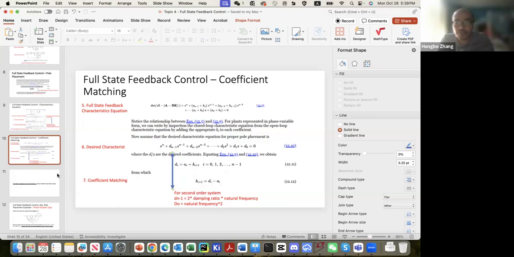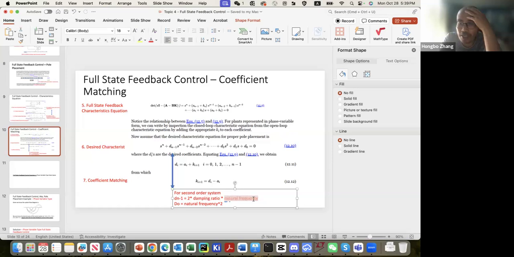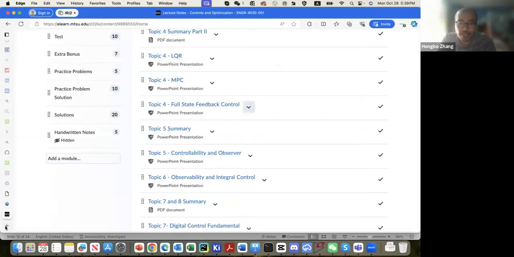If this is not so clear, we can quickly give an example, right? All right, so this makes sense, right? For second order it is 2 eta omega n. Eta means damping ratio, and natural frequency, hopefully you still remember, right? If you forget, I don't mind.